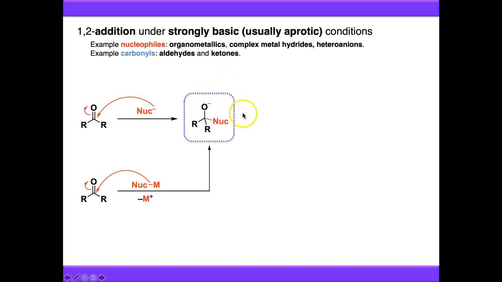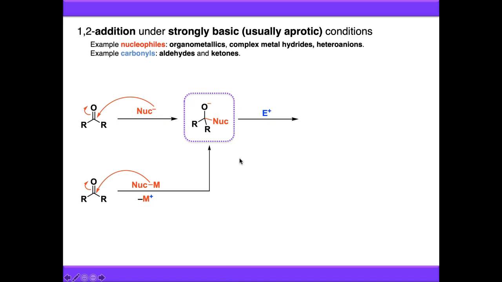As with any tetrahedral intermediate, we need to consider the structure and what groups are attached to the central carbon. As it stands, none of these are good leaving groups. Our two R groups are either carbon or hydrogen based because they've come from an aldehyde or a ketone. And if we're using a strong nucleophile like an organometallic or a complex metal hydride, this group over here is going to be carbon or hydrogen based. That's going to be a poor leaving group as well. So this tetrahedral intermediate will persist until it's modified by the chemist.